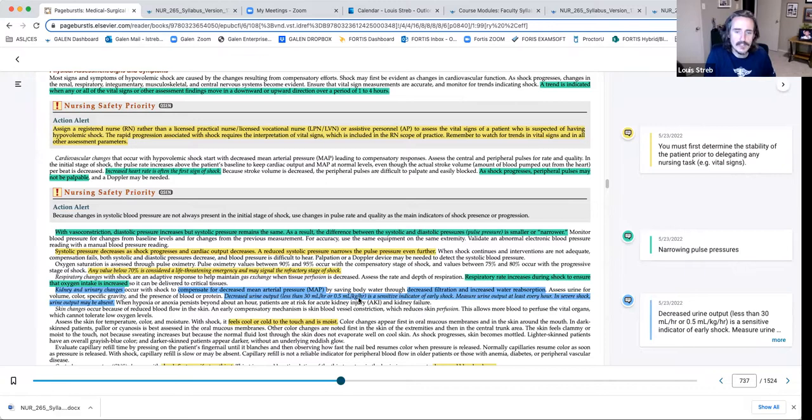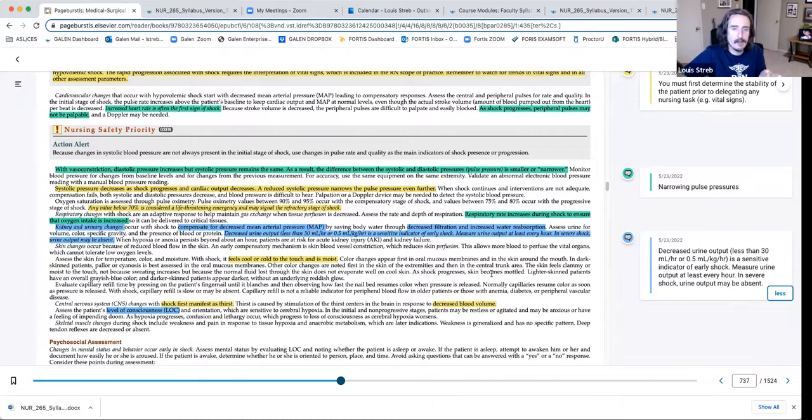So look at the urine output hourly. Look for any kind of severe shock, no urine output at all. So I put it over here again, decreased urine output, less than 30 mLs. I just have to keep saying it. Measure the urine output hourly and make sure you're looking to see if they have it. It is the small details that we're always going to test you on.